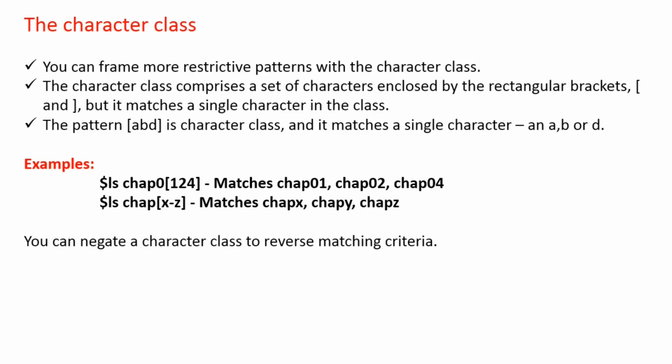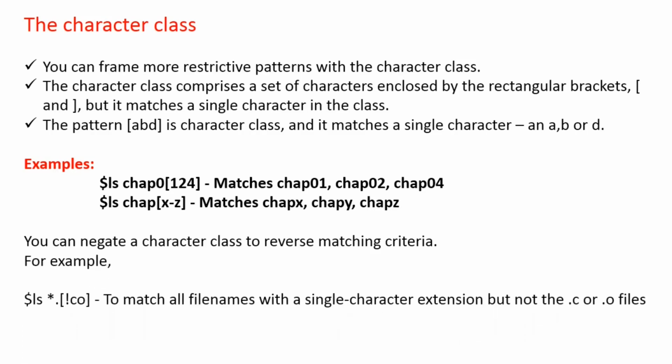In this character class, you can use the negate character to reverse the matching criteria. One example: ls star dot, inside rectangular brackets, not c o. It matches all the file names with a single character extension, but not the .c or .o files. So except c and o, it matches all the file names. Inside the rectangular brackets, not c o is another character class; it doesn't match c and o.